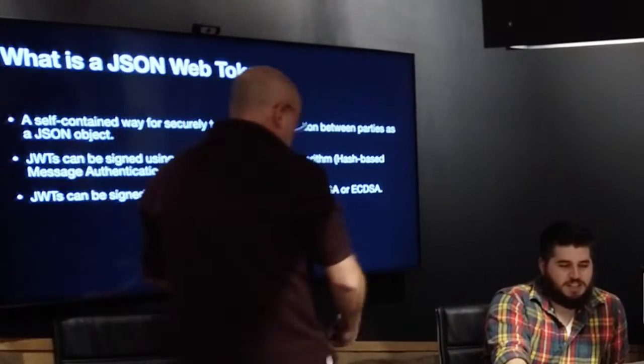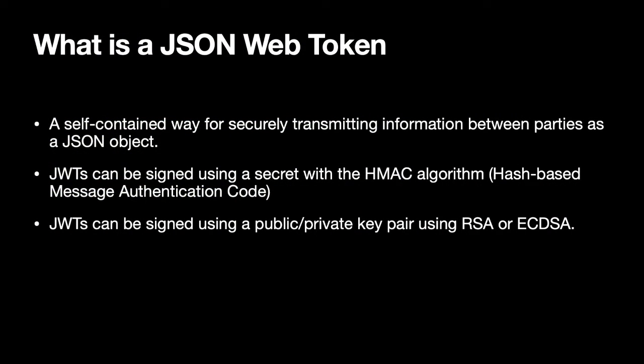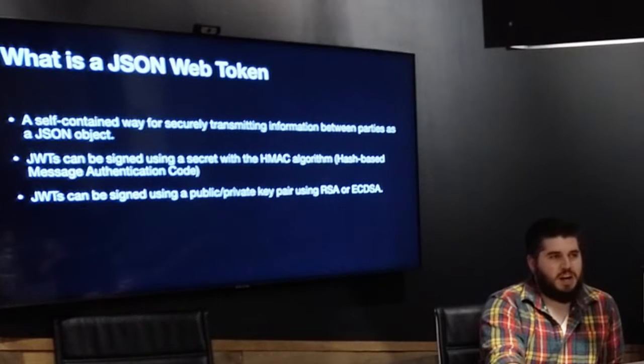The technical definition is a self-contained way to securely transmit information between parties as a JSON object. JSON Web Tokens can be signed using a secret key with the HMAC algorithm, which is hash-based message authentication code. We're not going to go into the algorithms. Don't have enough time for this one. They can also be signed using a public-private key pair, but that is generally a much more niche way to utilize them.